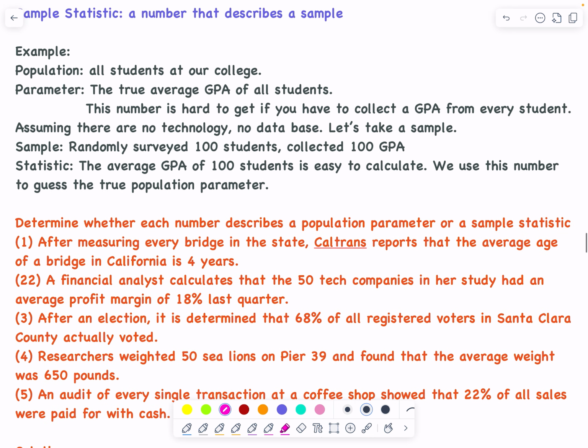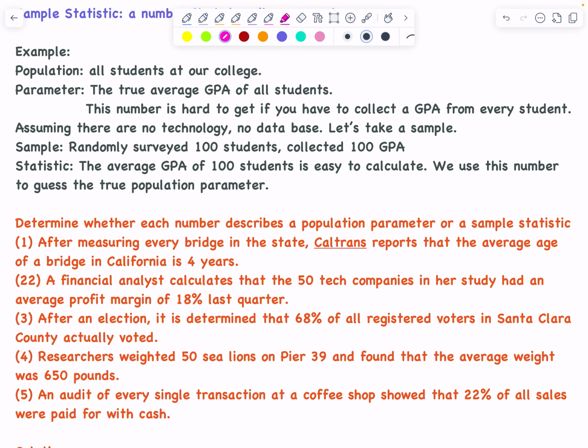Some exercises. You can pause this video, do them first, and then resume the video to see how I do it. Number 1: after measuring every bridge in the state, Caltrans, the California Transportation Agency, something like that, I don't know the actual name, is my best guess, reports that the average age of a bridge in California is 4 years. So this is a population, because the average is based on all the bridges in California, every single one of them.